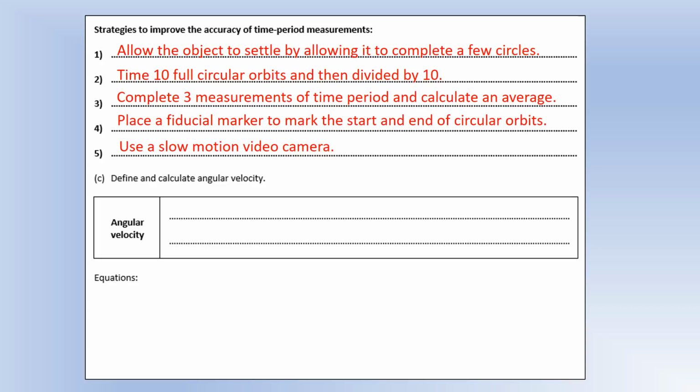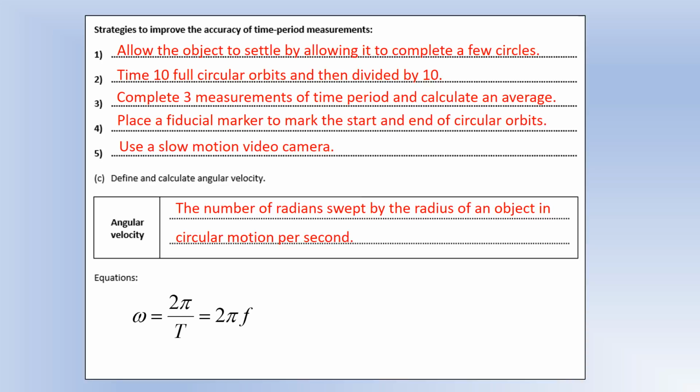Okay, so next we're going to define another property we use to describe objects in circular motion called angular velocity. And it's the number of radians swept by the radius of an object in circular motion per second. So imagine a radius drawn from the center of the circle to where the object is, and then when the object's moved around the circle, that radius will have moved to a new location, and it's the angle between those two radii. And we can calculate angular speed using the time period or the frequency using these equations we can see here.